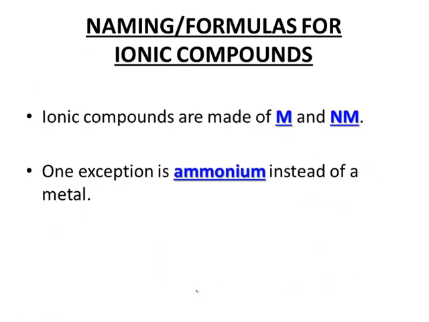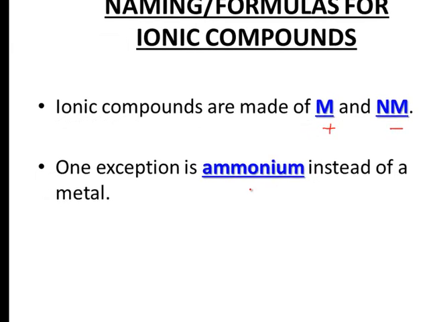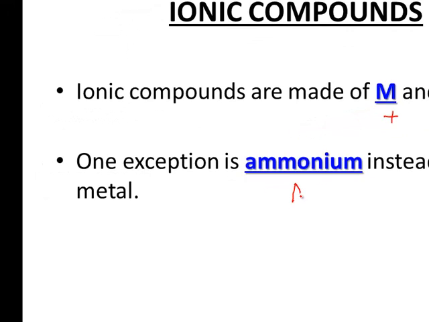Now our ionic compounds are going to be made from a metal, the positive, and a non-metal negative. The one exception we have is ammonium. Ammonium is a positive NH4 with a plus charge to it. So it's going to be our one exception. Instead of a metal, it'll be a polyatomic that's a positive charge, and we'll get into that as we're going. So just have to know that exception now.